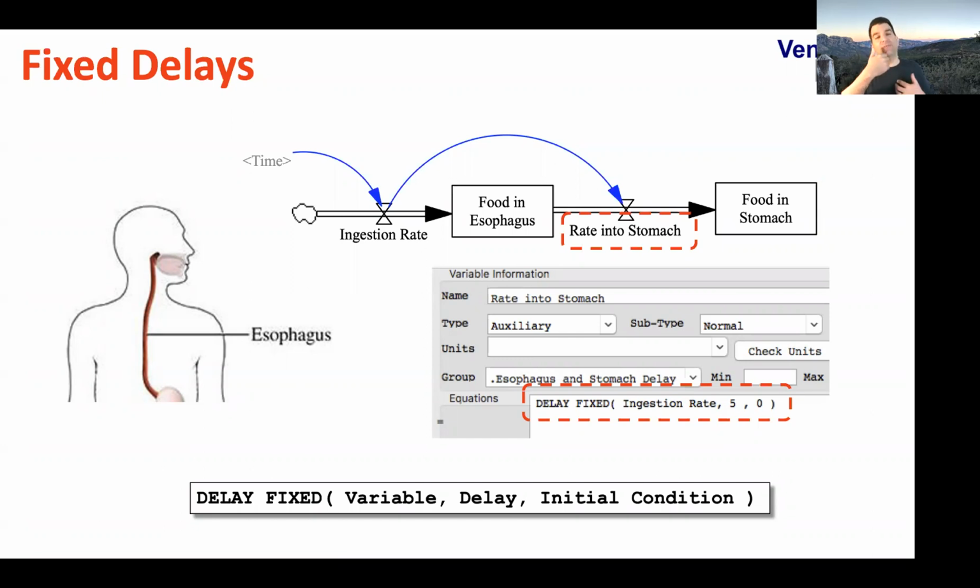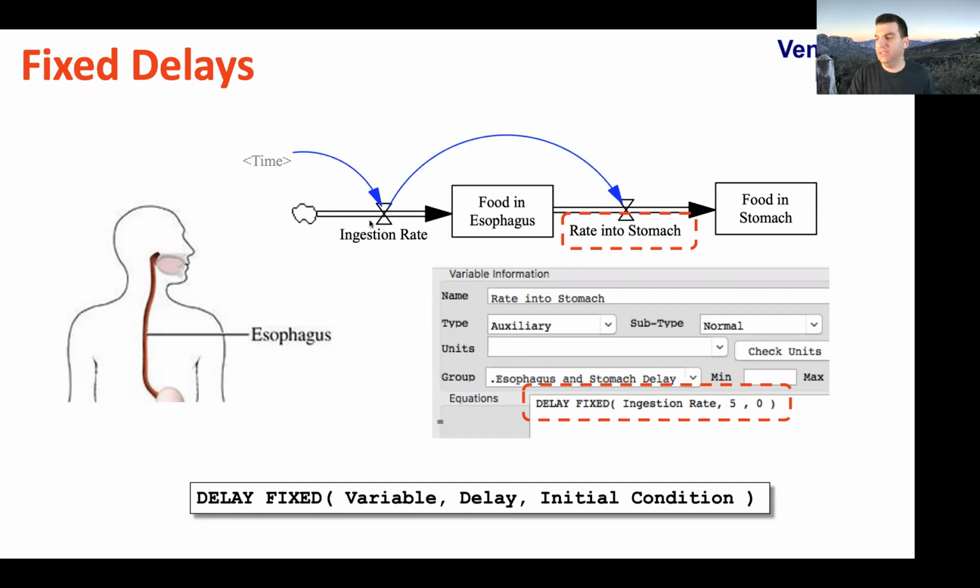But then after traveling through the esophagus, the food leaves the esophagus and goes into the stomach. So the ingestion rate that we modeled on the previous slide is like an inflow into the esophagus. And the rate into the stomach is like an outflow from the esophagus and an inflow into the stomach. So that's all that we've drawn here.